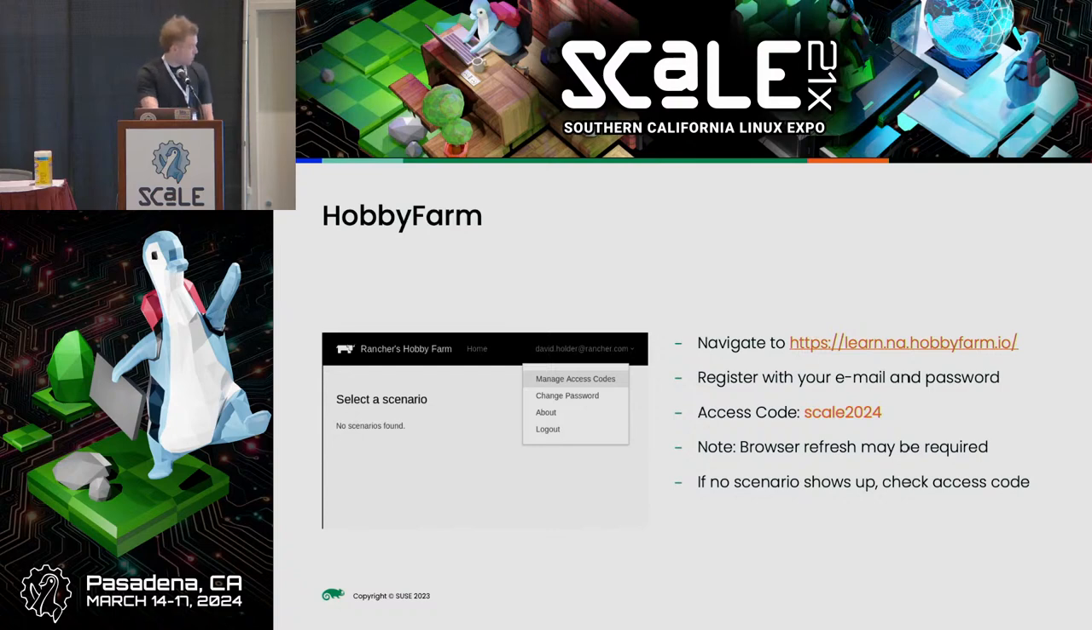Okay, I'm going to swap my screen real quick. I want to make sure that everyone is on the Hobby Farm landing page. In the top right, you should have your email address listed. Click on that, go down to Manage Access Codes, and there you will enter this access code, which is scale, lowercase, 2024, and then you should see a scenario pop up. I will show you what that looks like.